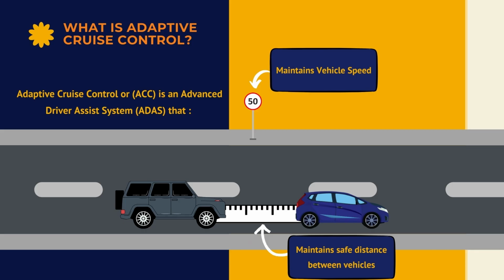What is an ACC system? An ACC system is a form of Advanced Driver Assist Systems or ADAS that helps the driver maintain vehicle speed and a safe distance with the vehicle in front.